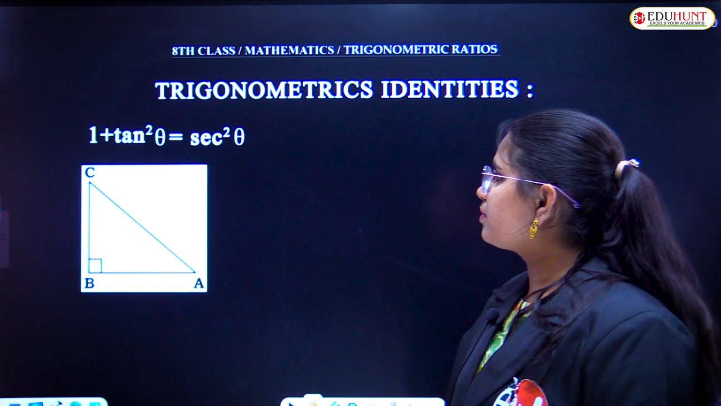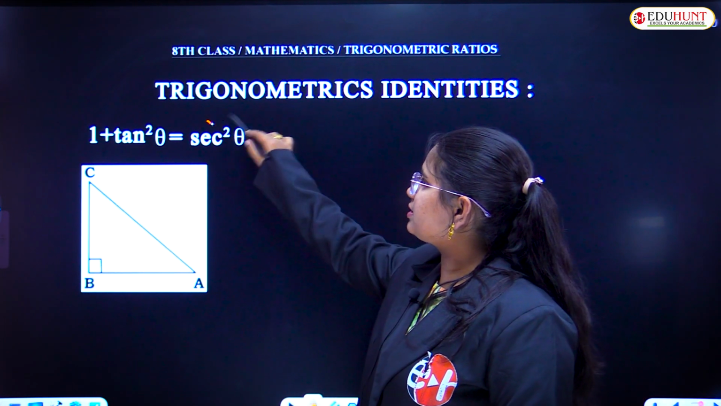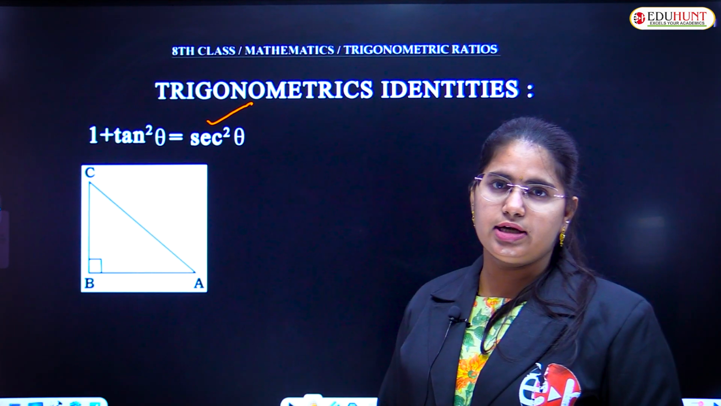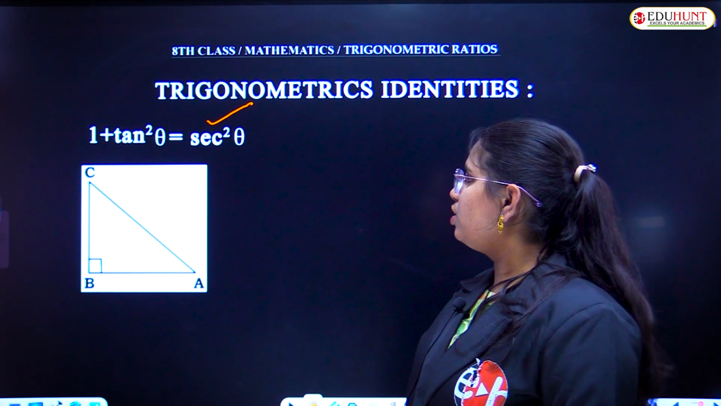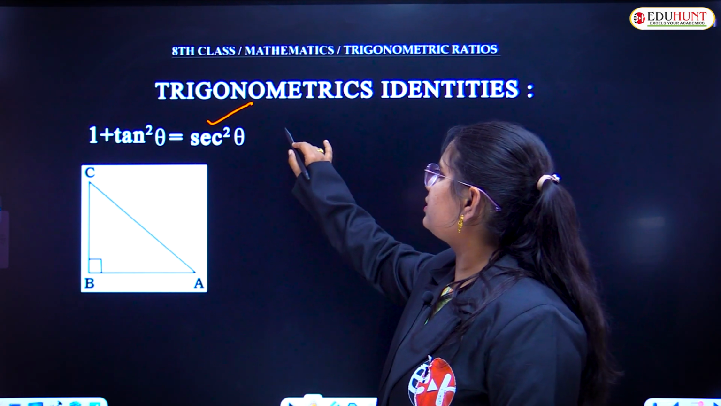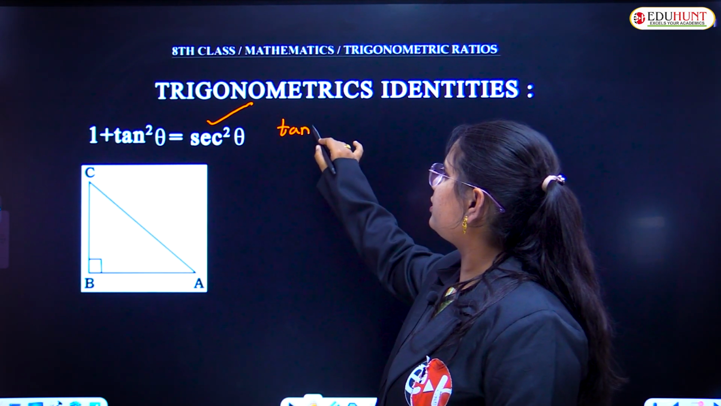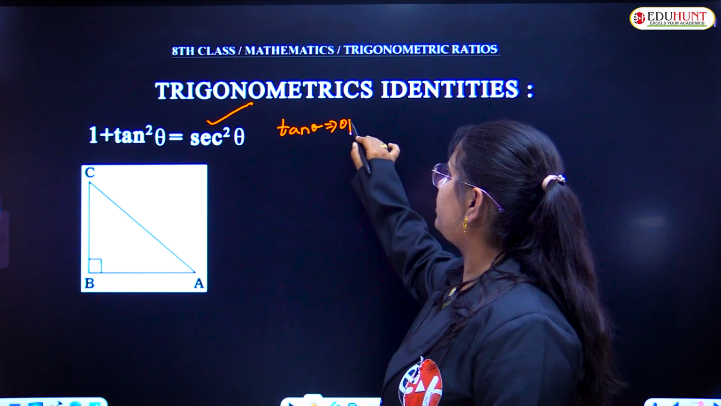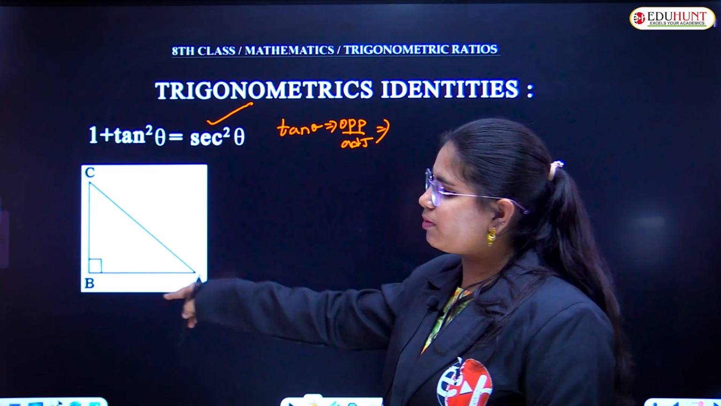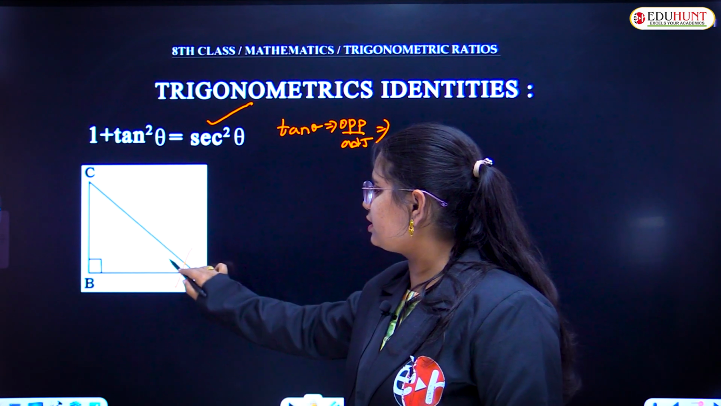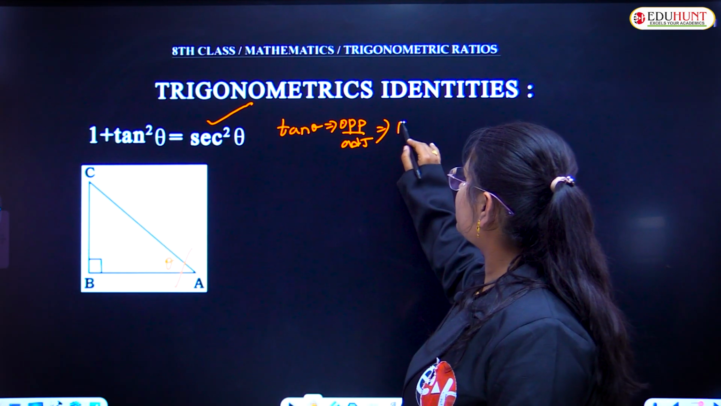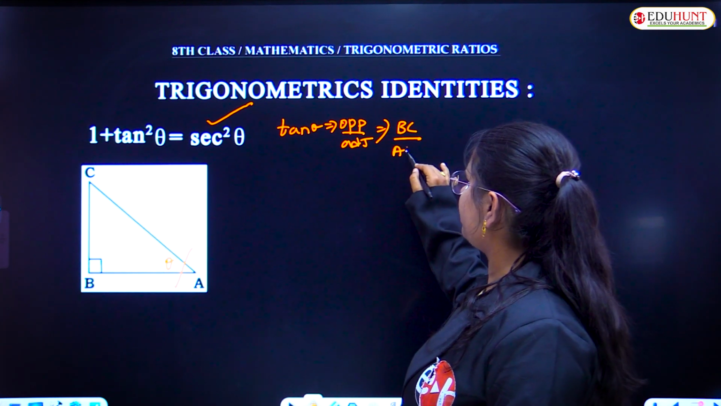So 1 plus tan square theta is equal to secant square theta. Let's prove the derivation of it. What is 1 plus tan square theta? Let's first define tan theta from this figure. Tan is defined as opposite side by adjacent side. This is theta, right? So what is the opposite side from the figure? It is BC upon the adjacent side AB.